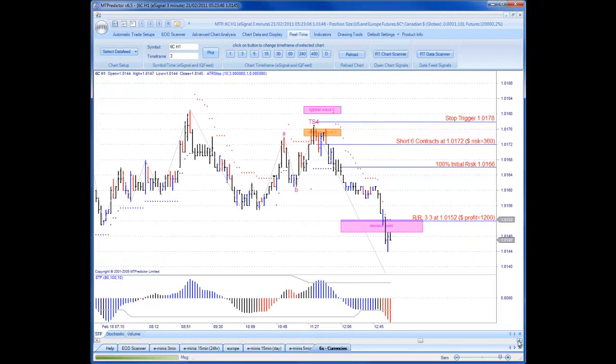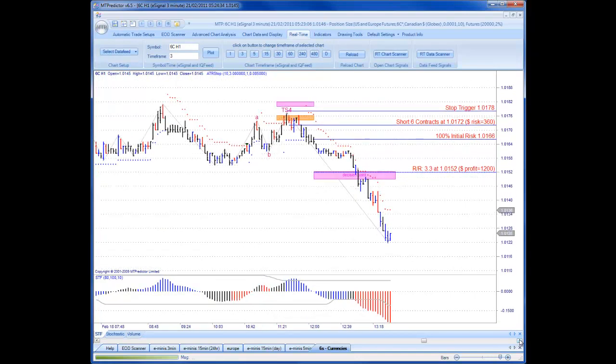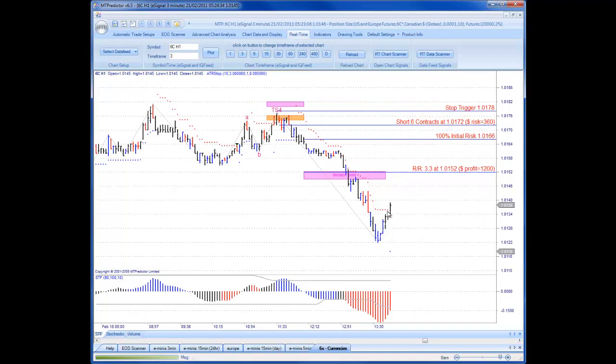So if we go forward, forward, forward, see the market's dropping, our ATR stop is following it down. We keep on going forward until here. This is where our ATR stop would have taken us out of this short trade. As you can see, it ran the trade a little bit further than our initial target.